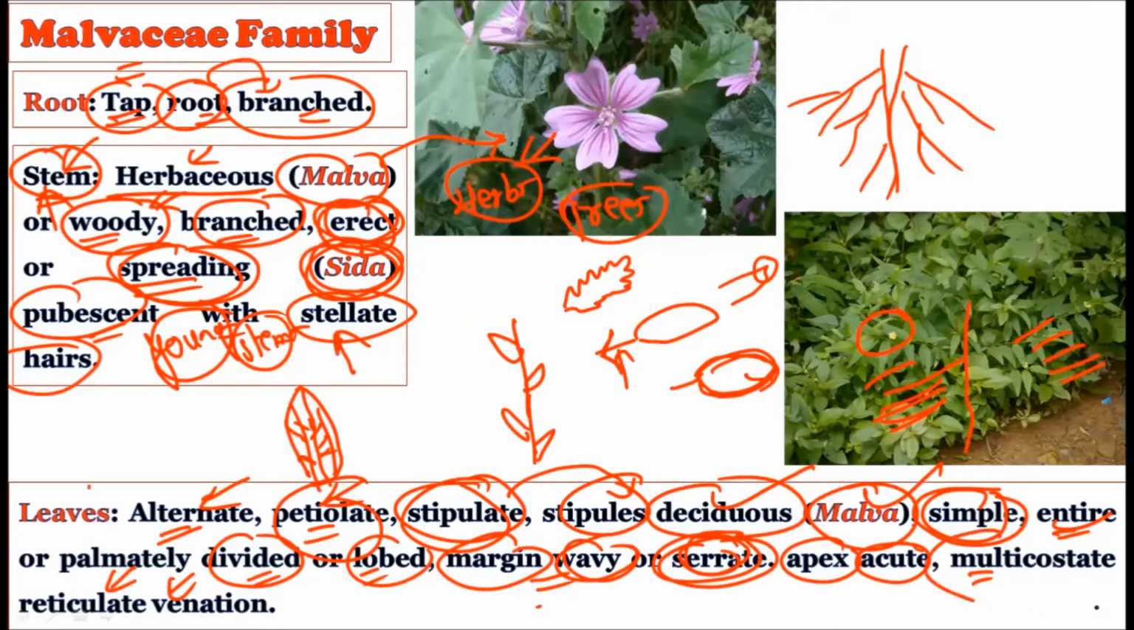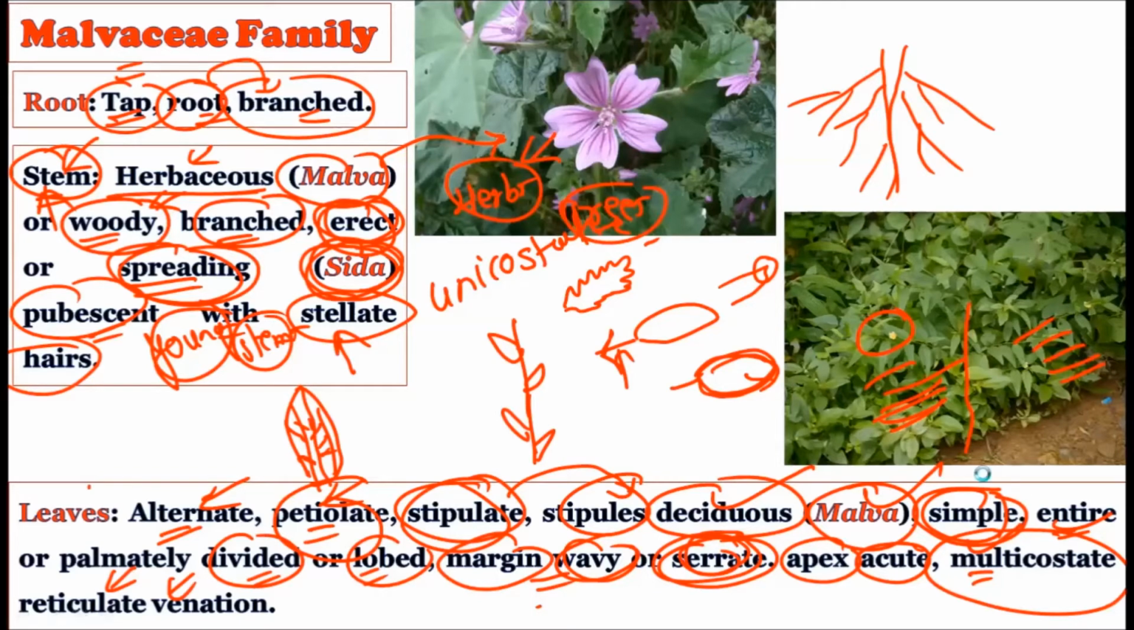Here the thing you have to remember, sometimes we have used the unicostate reticulate venation, right? So here we are using the term multicostate reticulate venation. This will be used to separate the Malvaceae family from the rest of the families. Okay. So such a point you should carefully note down, that the multicostate reticulate type of venation is actually seen in the Malvaceae family.